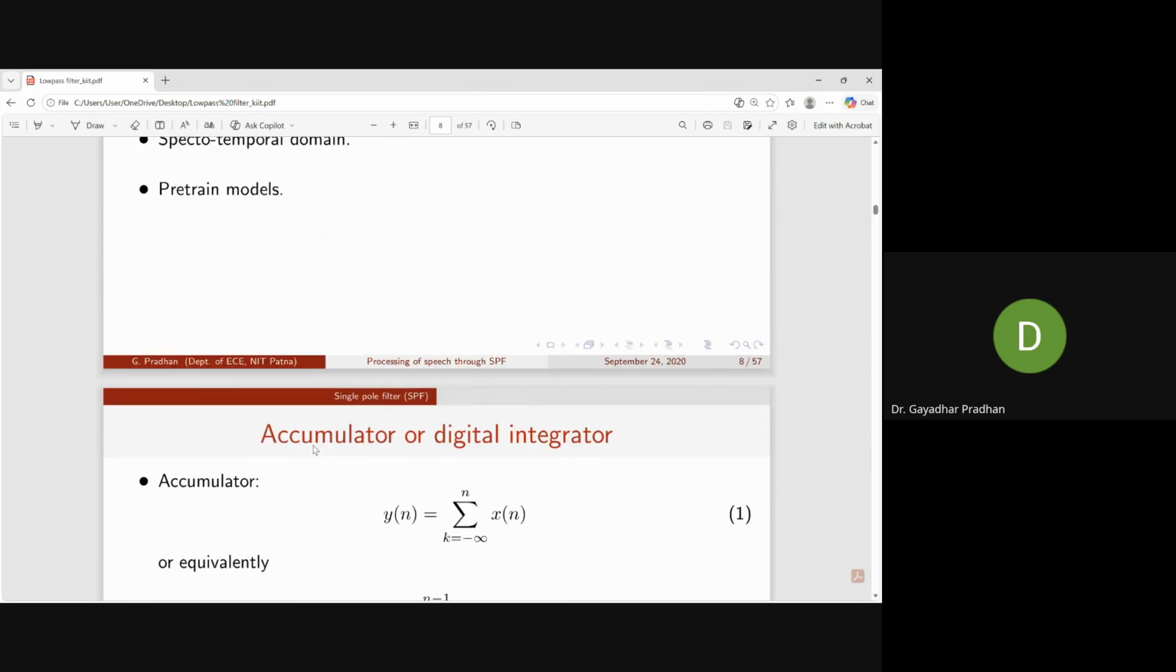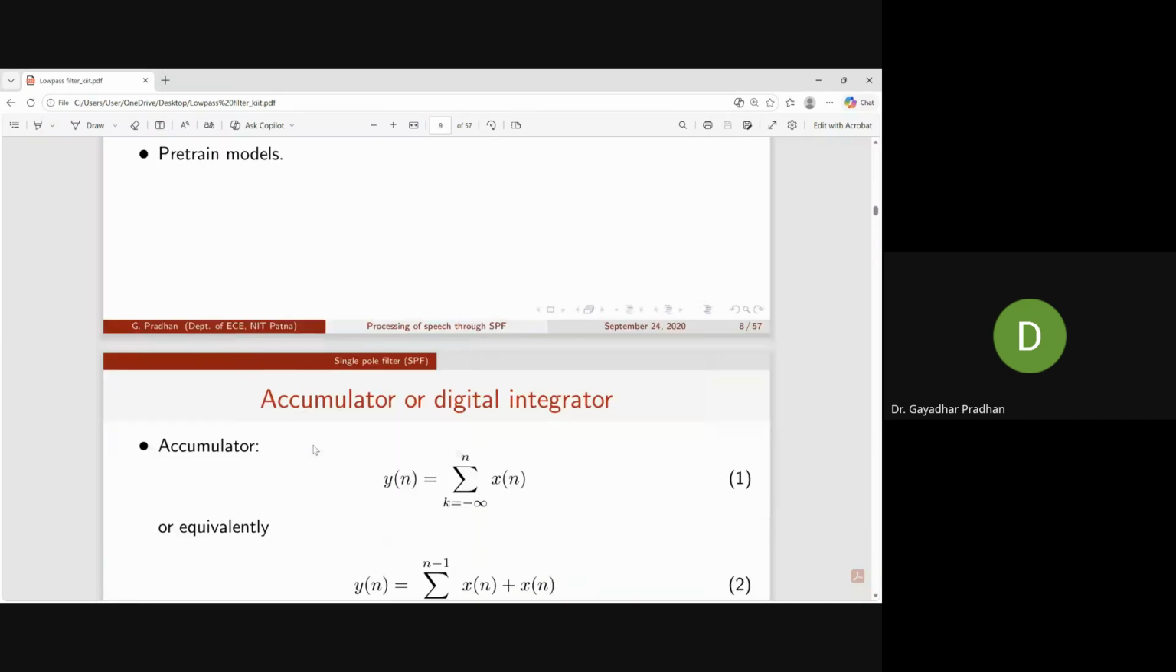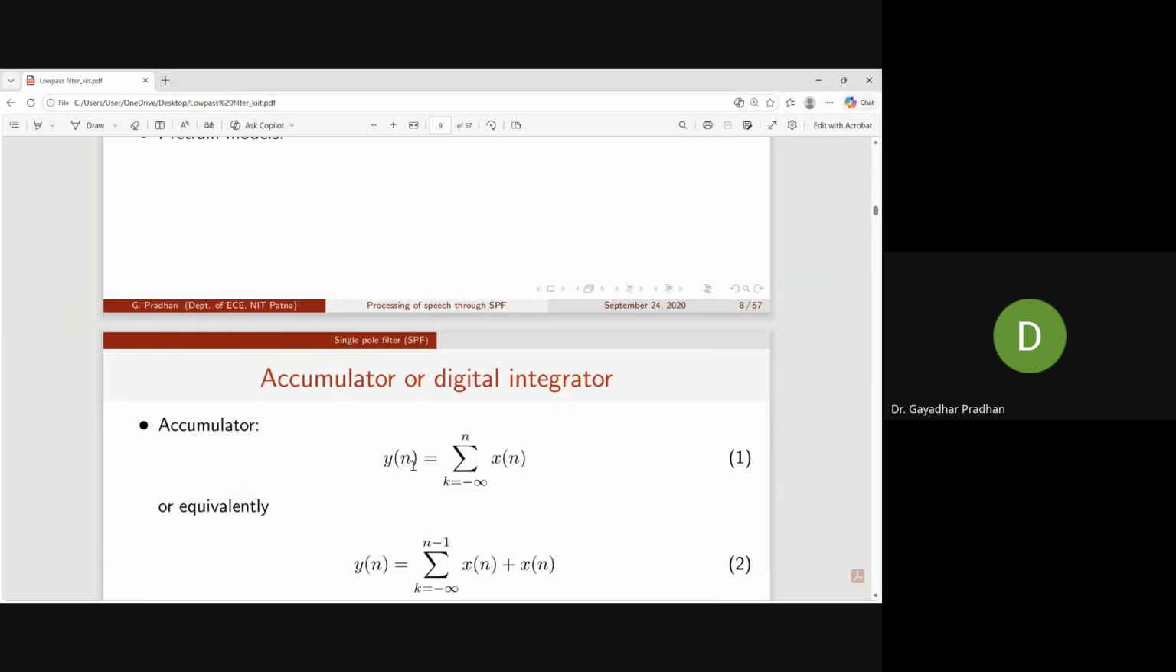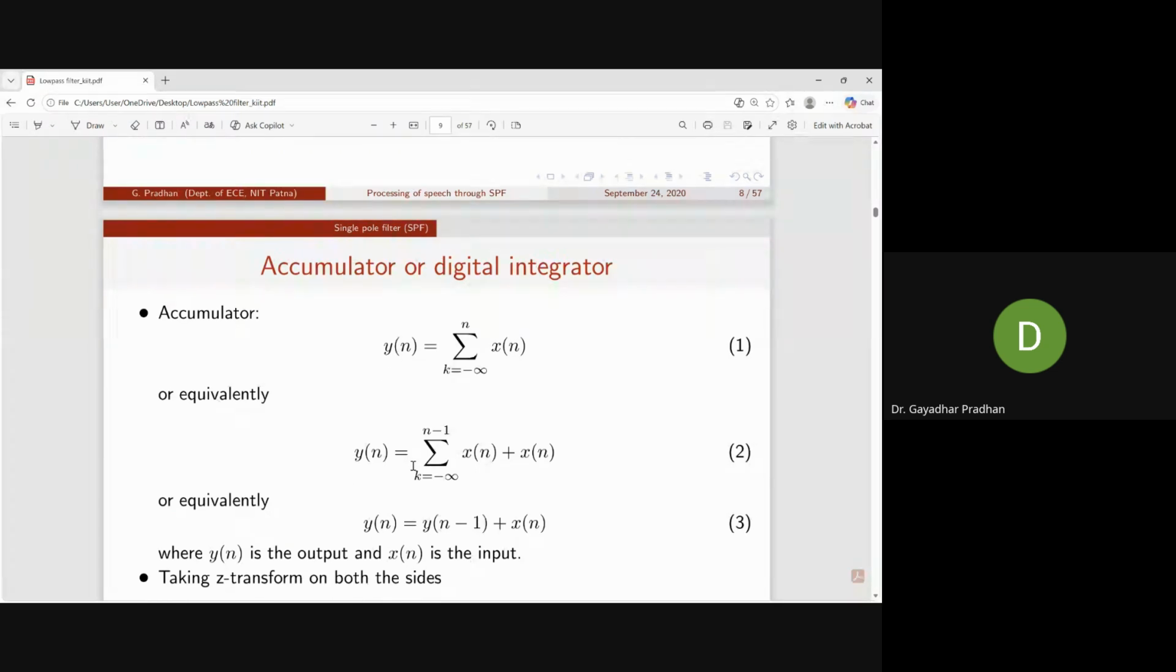So we'll start from this very basic concept. We know integration. Its other name is accumulator. That means we studied it at our plus two level. If I integrate something, that means I have some data and I'm adding all those data one by one.